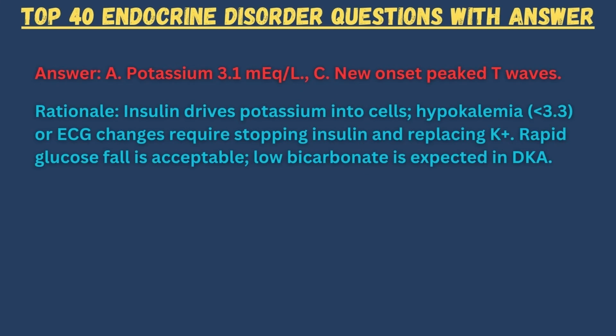Answer. A. Potassium 3.1 milliequivalents per liter. C. New onset peaked T waves. Rationale. Insulin drives potassium into cells. Hypokalemia, less than 3.3, or ECG changes require stopping insulin and replacing potassium. Rapid glucose fall is acceptable. Low bicarbonate is expected in DKA.